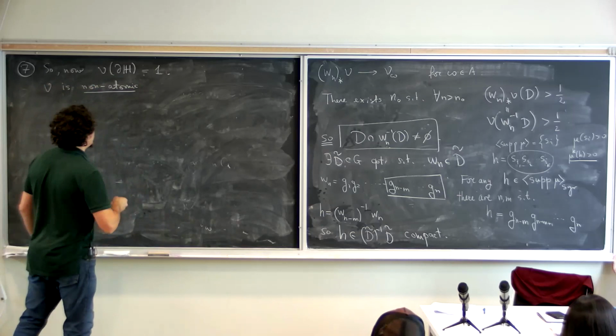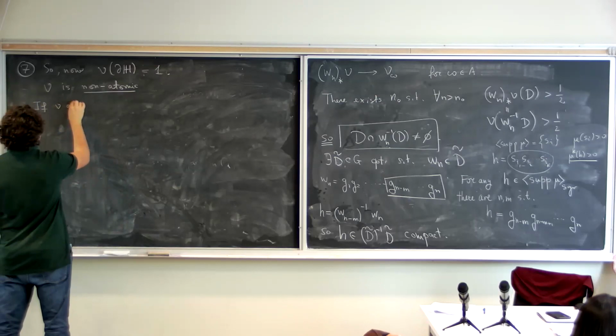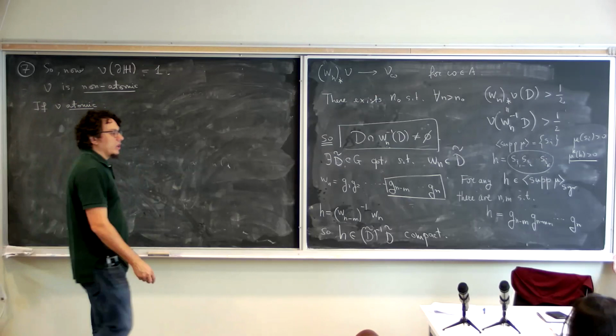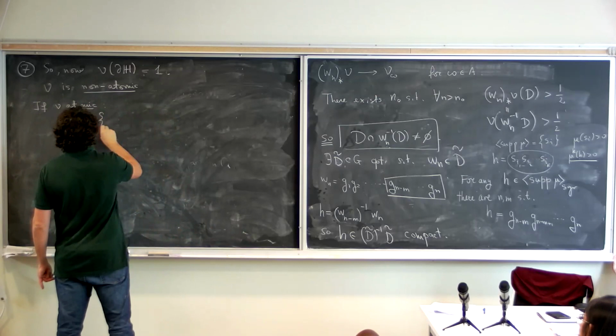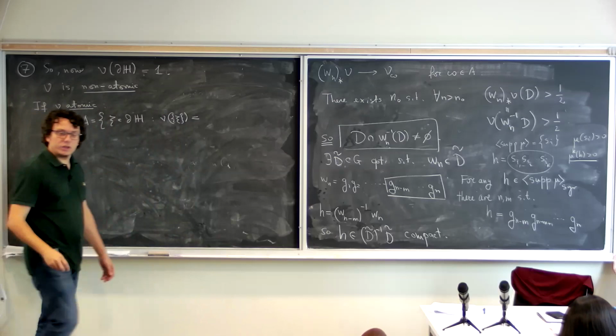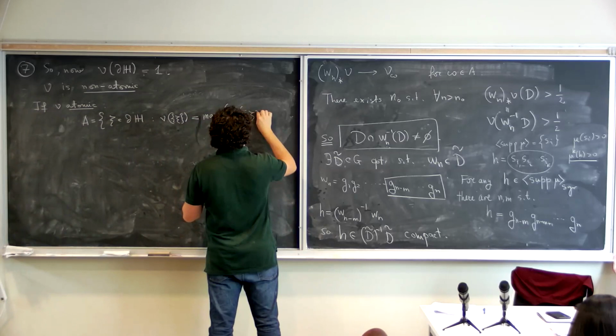And the way you do that is you consider all the weights. So if nu is atomic, well, what do we know? We know that there are singletons that have positive measure. In particular, you consider the set A, which is the set of psi in the boundary such that nu of the singleton is the maximum weight of the singletons.